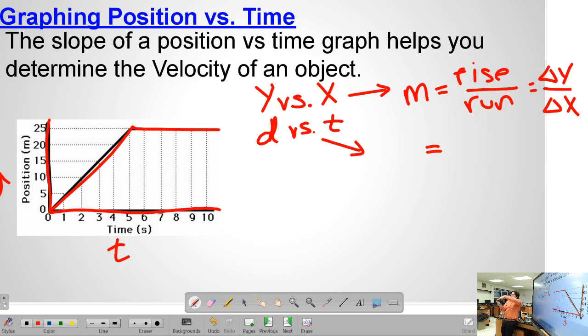What's my rise and what's my run? What variables on the y-axis, Katie? Displacement, right? Displacement is rise and then time is run. Absolutely. So what we get to is that it turns into displacement over time, which is rise over run. What is displacement over time?